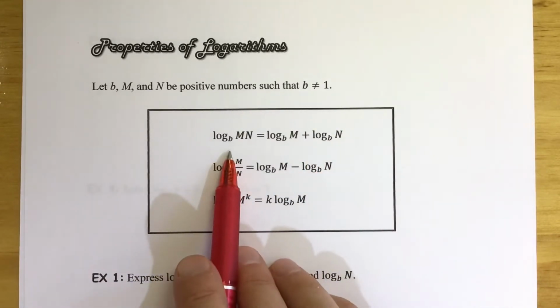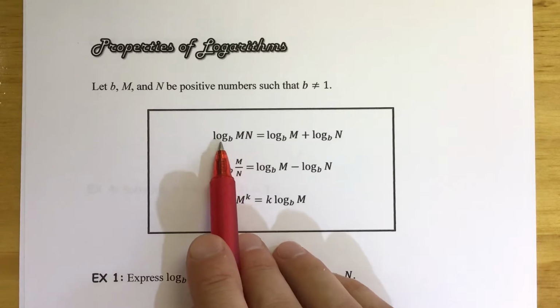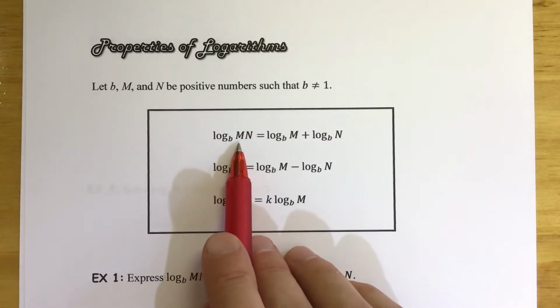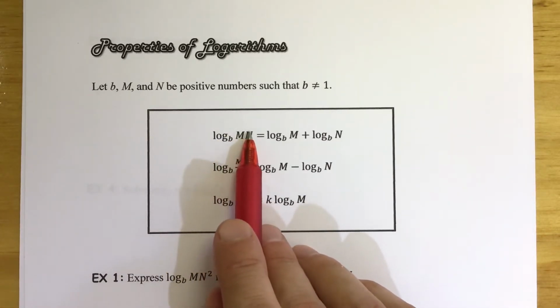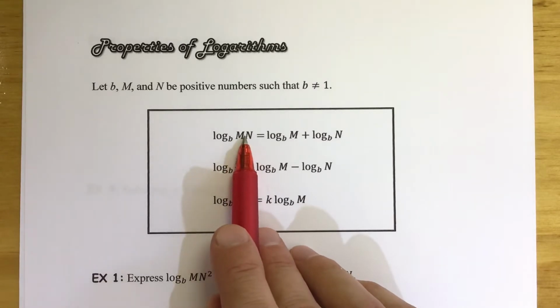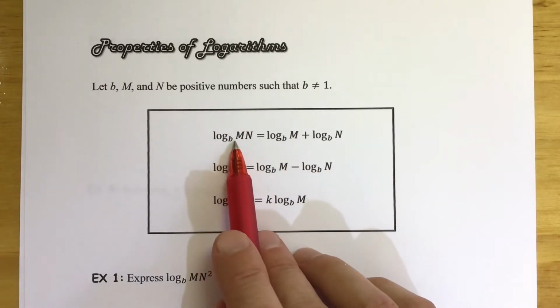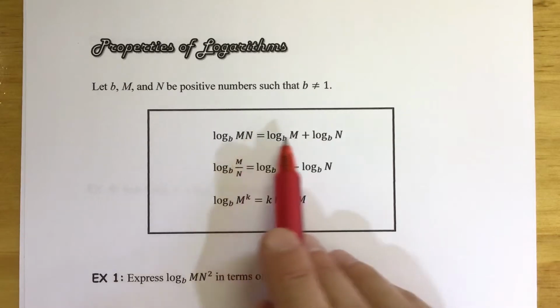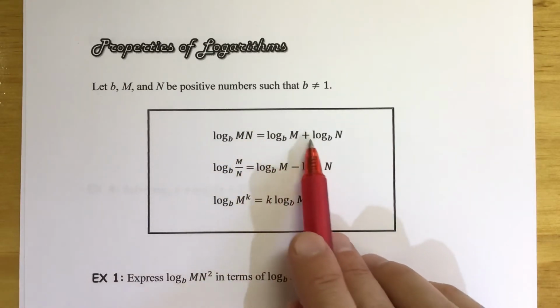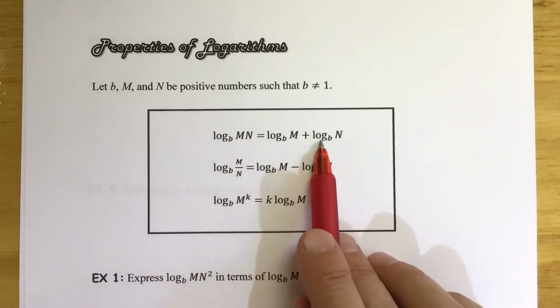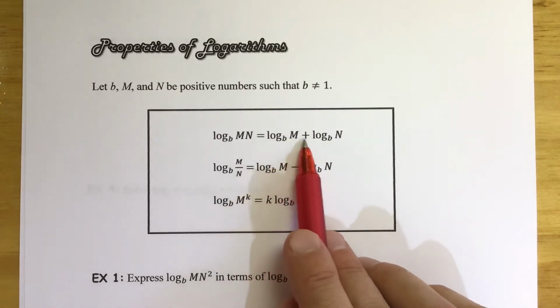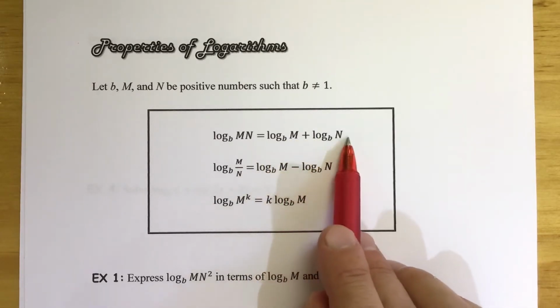Okay, here's what the first property says. If you have a logarithm of some base, and inside of that logarithm are 2 things that are being multiplied, or something that can be interpreted as 2 items being multiplied, you can actually split those items up into 2 different logarithms. So if we have the log base b of m times n, that is actually the same thing as log base b of m plus log base b of n.